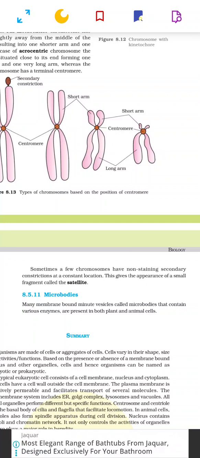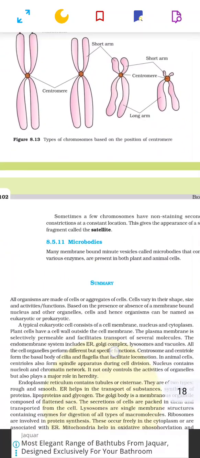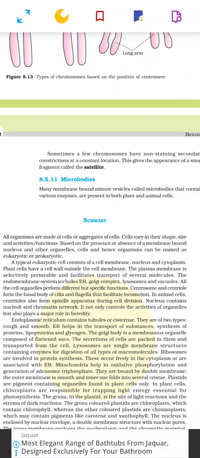Microbodies. Many membrane-bound minute vesicles called microbodies that contain various enzymes are present in both plant and animal cells. Summary. All organisms are made up of cells or aggregates of cells. Cells vary in their shape, size, and functions. Based on the presence or absence of a membrane-bound nucleus and other organelles, cells and hence organisms can be named as eukaryotic or prokaryotic. A typical eukaryotic cell consists of a cell membrane, nucleus, and cytoplasm.